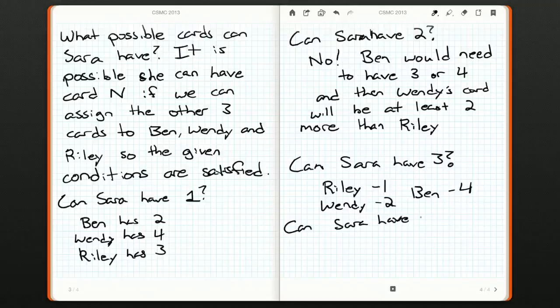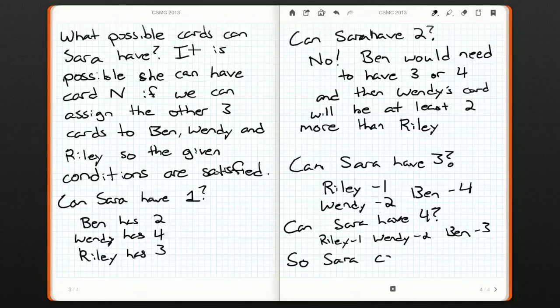And the last case, can Sarah have the 4? Well, a very similar situation will work. Riley has the 1, Wendy has the 2, and Ben gets the 3, which we know is not the 1. So we know that Sarah cannot have card number 2, and we've done a little further. We know that that's the only card she can't have.